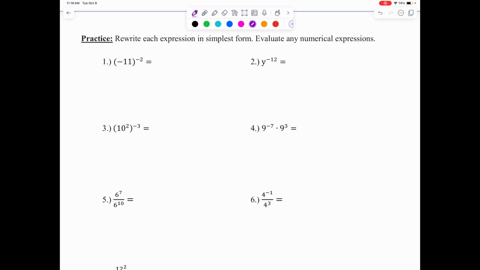So to recap quickly, when you're multiplying, you add your exponents and keep the base. That means when you're dividing, you keep the base and subtract your exponents. Power to a power, you multiply. Anything to the 0 power is 1. And now you know what to do with negative exponents. Move it to the opposite side of the fraction and change your negative exponent to a positive exponent.